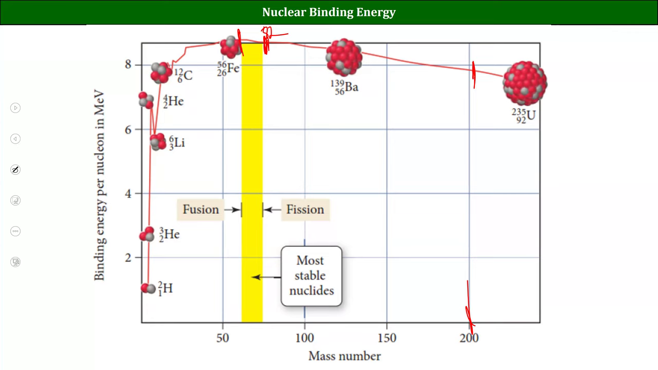So if you give everything enough time, you shake your box enough times, eventually everything winds up reacting, right? And if it's always reacting in the same direction towards these most stable nuclei, that means that eventually you're going to get more and more of those iron nuclei, those most stable nuclei.